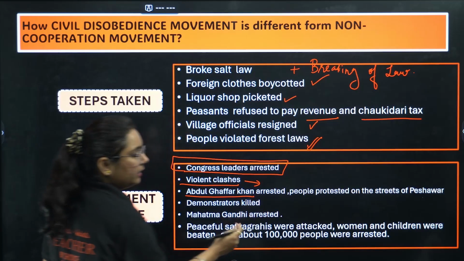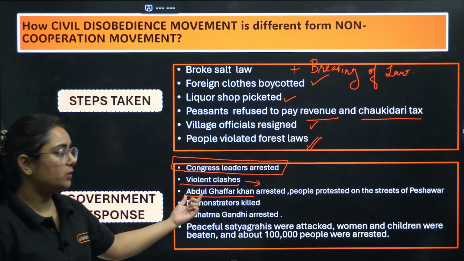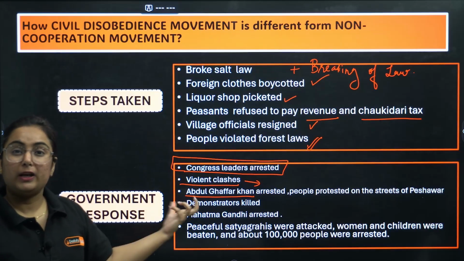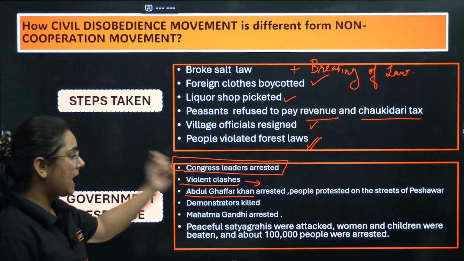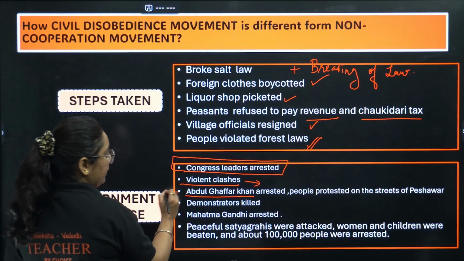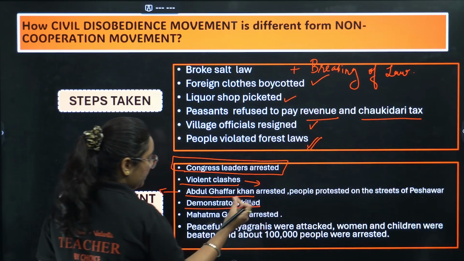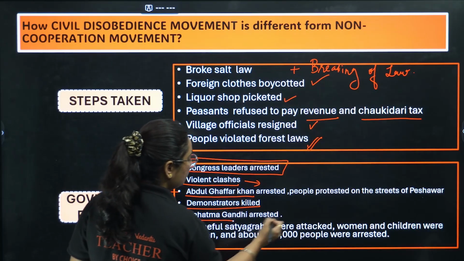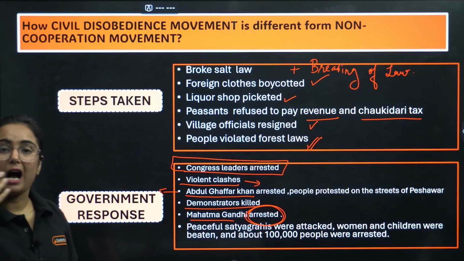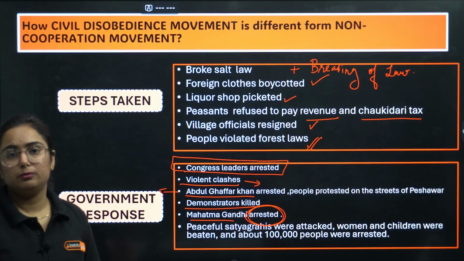Abdul Ghaffar Khan, I just told you, he's also referred to as Frontier Gandhi. He was a favorite disciple of Gandhiji and he protested on the streets of Peshawar. He was also arrested. Demonstrators were being killed by the Britishers. Mahatma Gandhi himself was arrested. See, the leaders are not there. How will the movement survive?